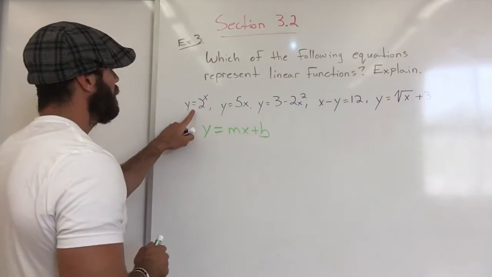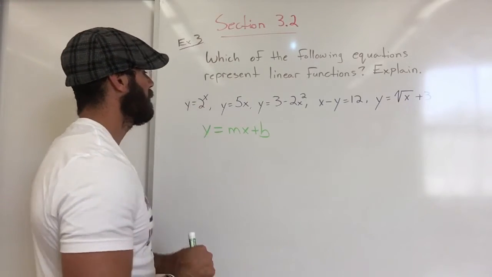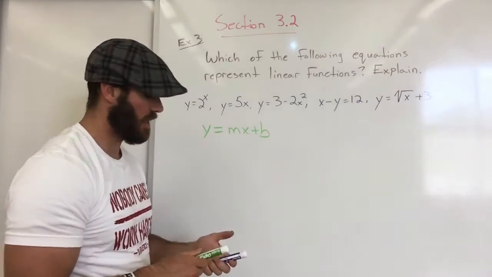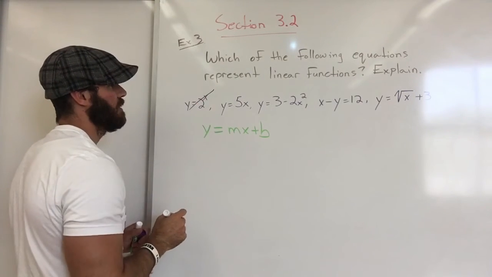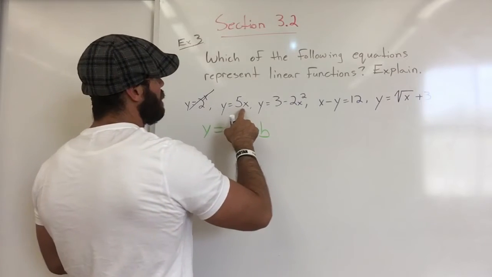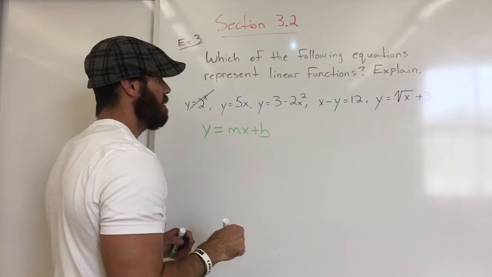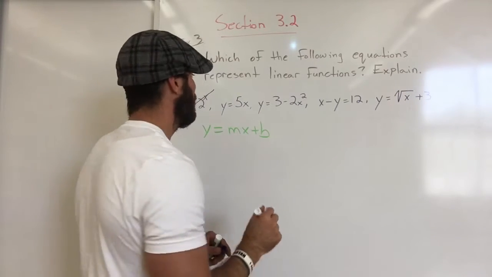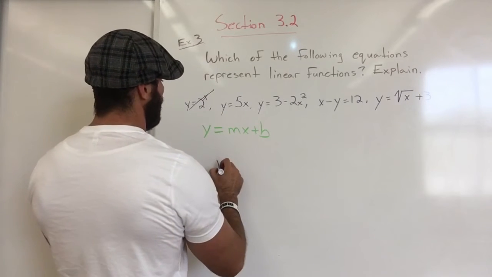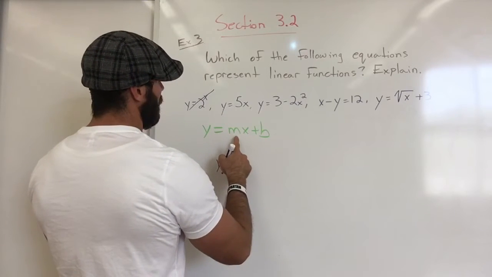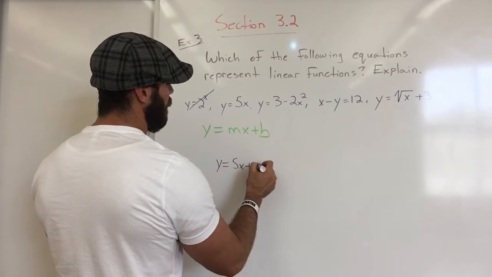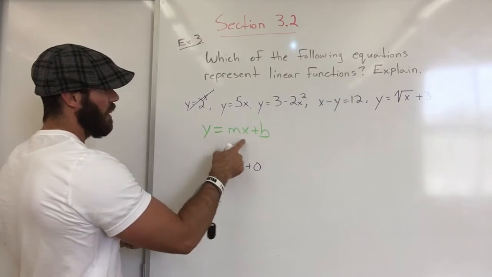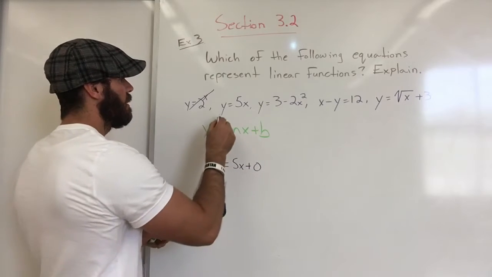So looking at y equals 2 to the x power. No, that one can't. You can't make it look like y equals mx plus b. Y equals 5x. Yes, we can. Y equals 5x plus 0. Now that looks like y equals mx plus b.